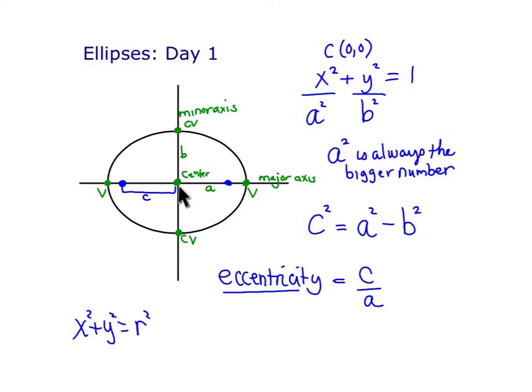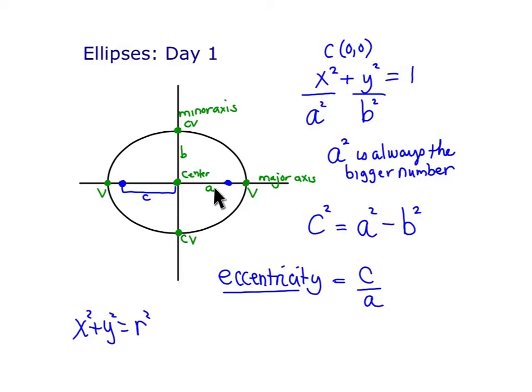The distance from the center to the vertex is a, always a, and so that means that from one vertex to another would be 2a. So if you know the distance from one vertex to another on the major axis, you could find a very easily. b would be the length from the center to the co-vertex, or the vertex on the minor axis, the shorter side. So then this minor axis would be 2b. So that's where you get the b.